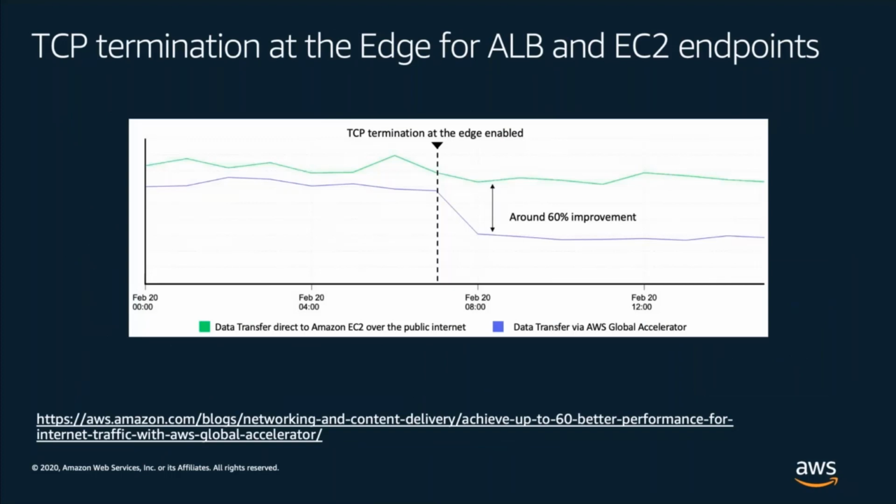More recently, we launched TCP termination at the edge, and this works for ALB and EC2 endpoints today. These are basically TCP performance improvements to your TCP traffic that you get by default by using Global Accelerator. Since we enabled it, we observe up to 60% performance improvement, especially in throughput.